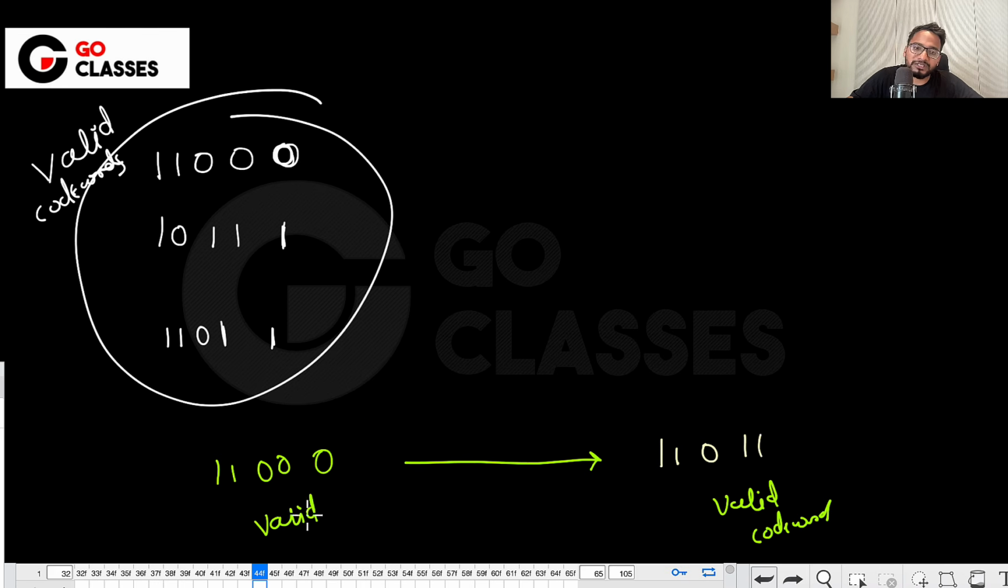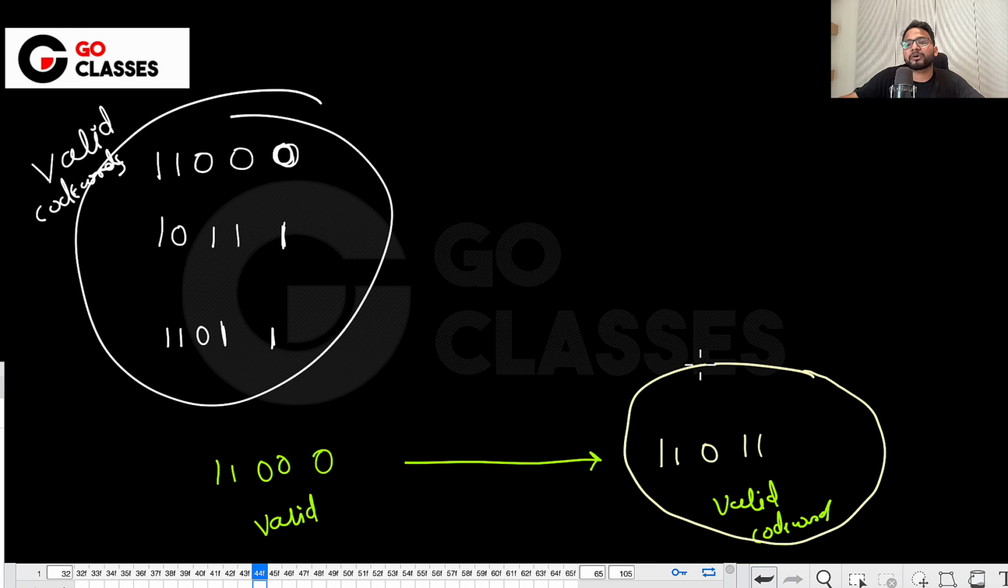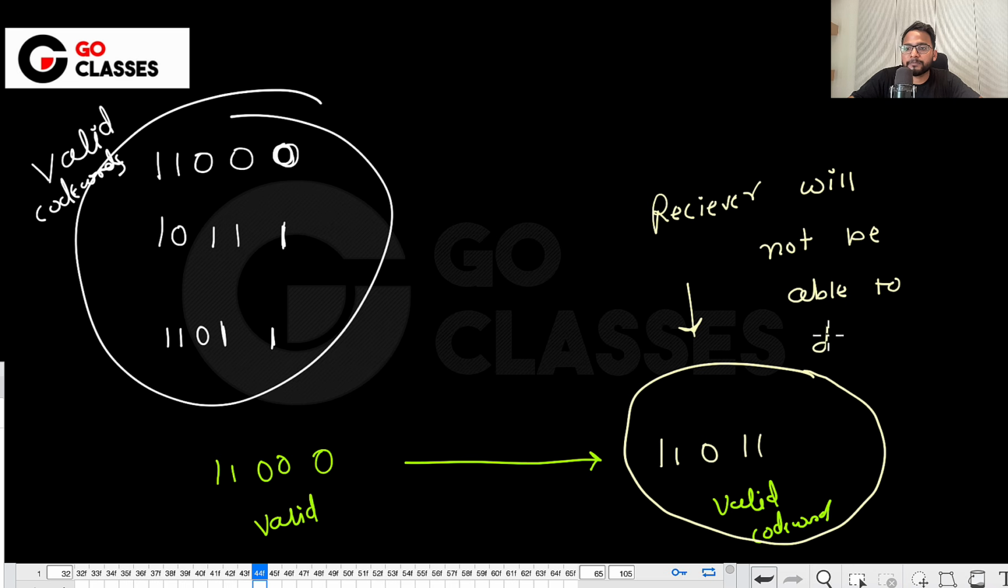So if you are sending a valid code word and also receiving a valid code word, then the receiver will not be able to detect the error, because the receiver thinks it is a valid code word. It doesn't know that it got corrupted and then became valid. The receiver will think that originally it might have sent something like this. So if you send a valid code word and receive a valid code word, the receiver will not be able to detect the error.